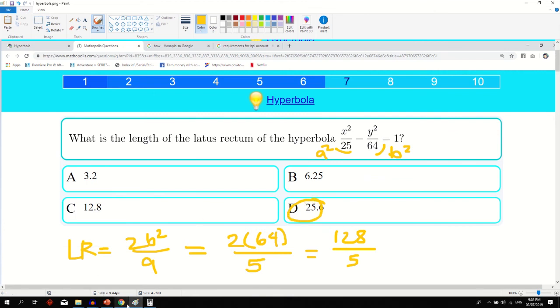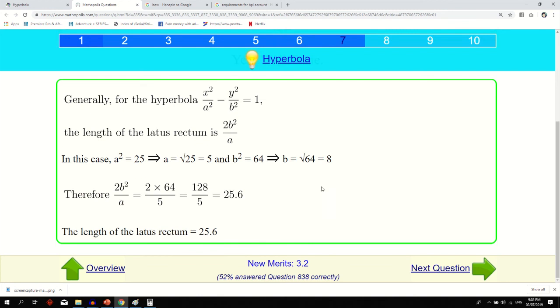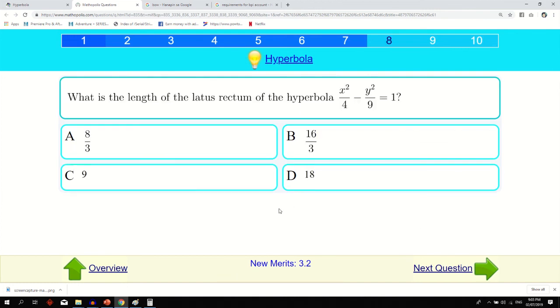So this is my final answer. Okay, so the final answer would be this one. So I will just put that. Okay, so that is the final answer. Okay, you may now take a picture. 3, 2, 1. Okay, next question, please.